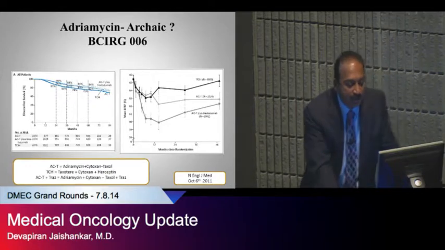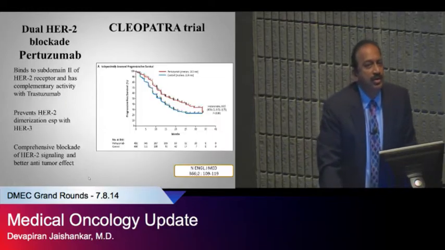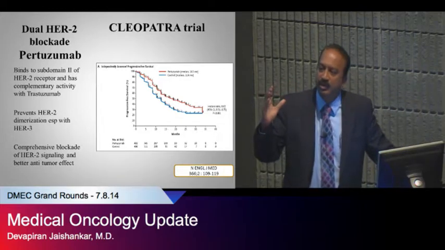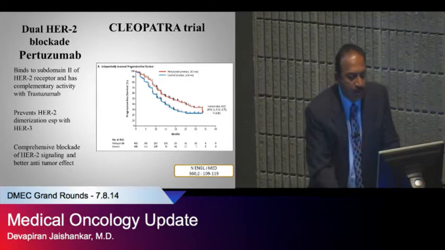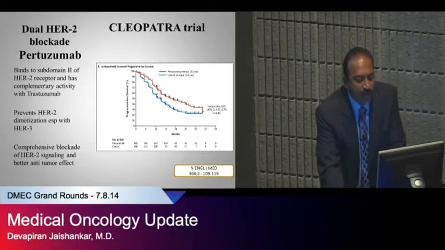So that's what breast cancer treatment is today: local treatment, adjuvant treatment, there's chemotherapy, there's endocrine treatment, and then there's targeted treatment. I'll finish with three new drugs that you need to be aware of, just know the names of these drugs and where they are applied. Pertuzumab, a new monoclonal antibody against HER2, attaches itself to a different subdomain, and therefore there's comprehensive blockading of the HER2 signaling and probably better anti-tumor effect.